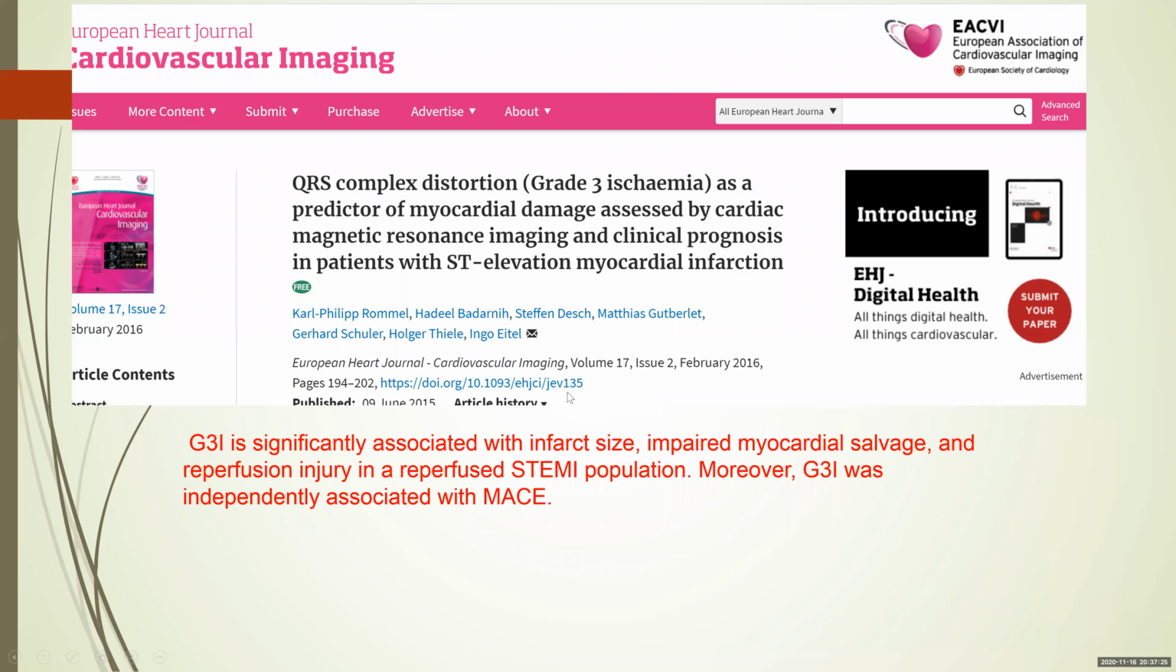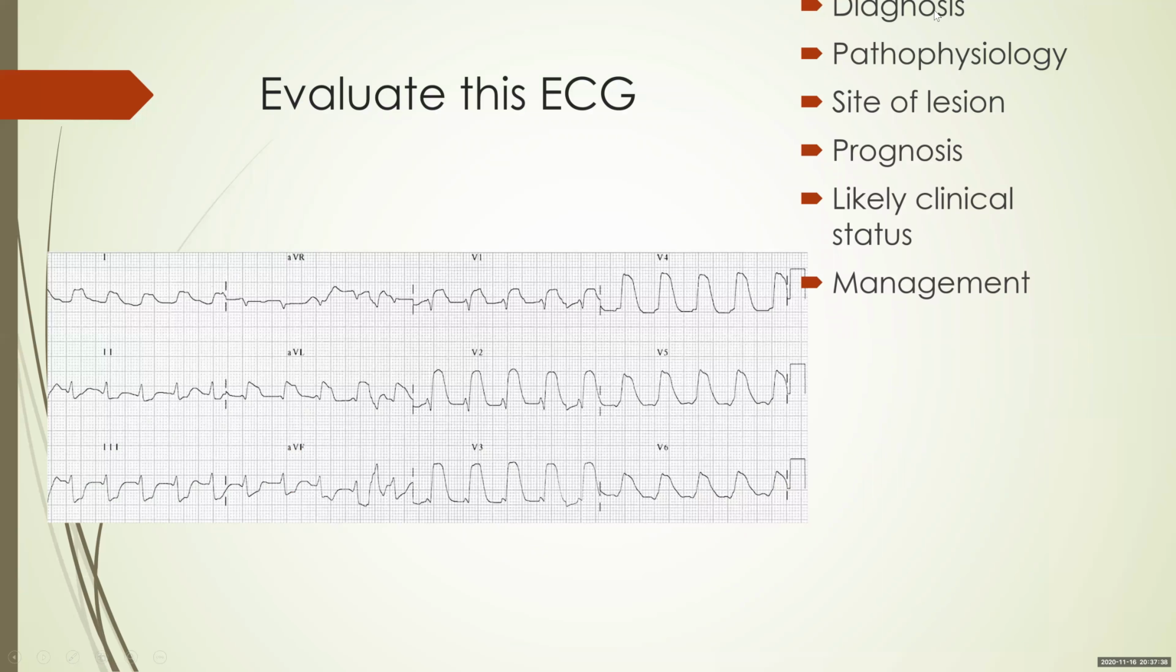So all of this, a huge area of myocardium at risk due to a proximal lesion, along with grade 3 ischemia, signifies a bad prognosis. When you see this, you start preparing the family for a worse outcome. So for diagnosis, we have covered pathophysiology, site of lesion, and prognosis. What is the likely clinical status?